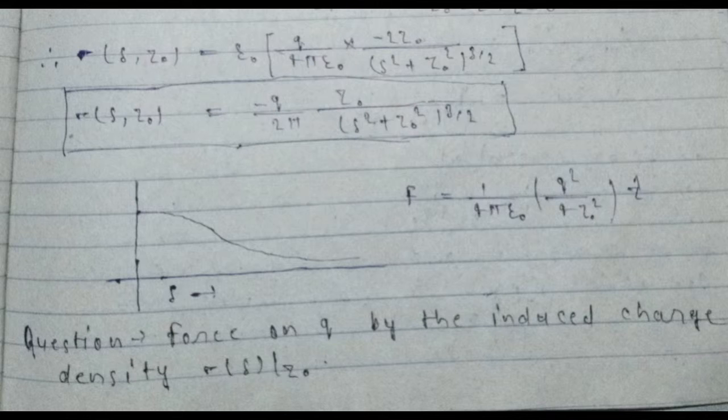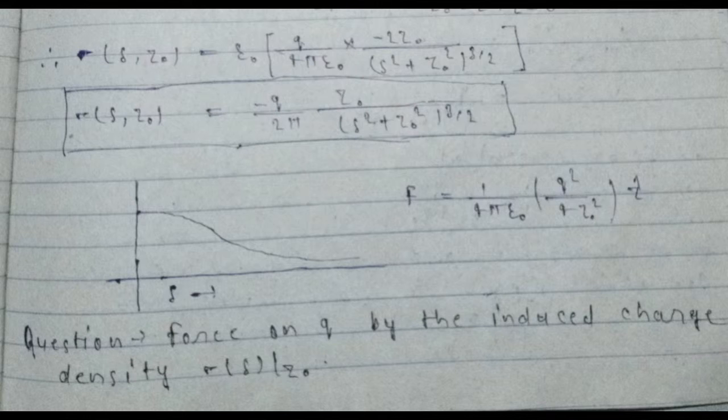We also calculated the surface charge sigma, which came out to be q over 2 pi z naught over s square plus z naught square raised to 3 by 2. Now, what about the force on this charge if it is brought in front of a metal surface? Because it will obviously be attracted by these negative charges, so there is a minus sign here, negative charges that have been induced on the surface.